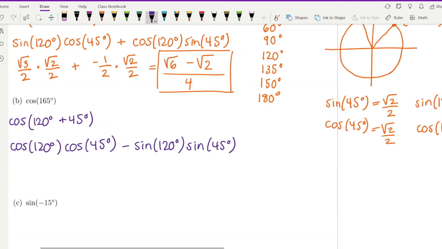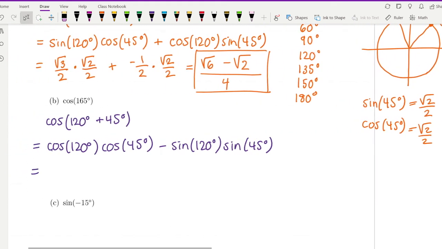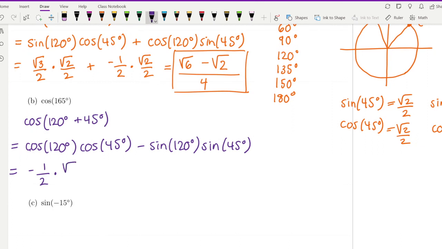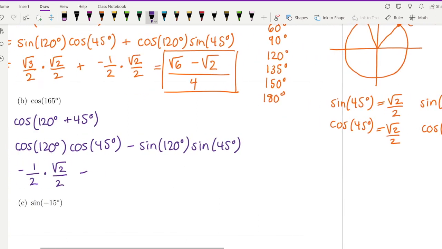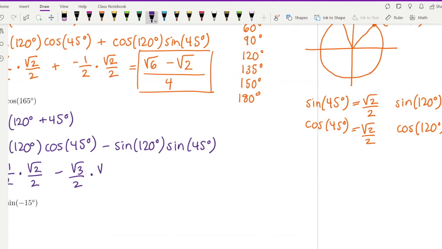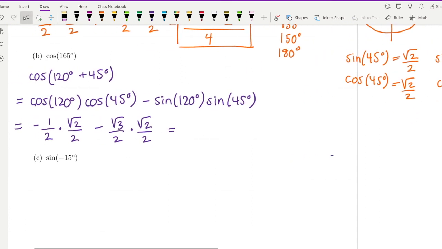And so then again, we just go back and put some numbers in. So cosine of 120 is negative 1/2. And then cosine of 45 is root 2 over 2. And then we have sine of 120. Sine of 120 was square root of 3 over 2. And then sine of 45 is root 2 over 2. And so now we just put these all together. So we have negative root 2 minus square root of 6, all divided by 4 when we put these together.